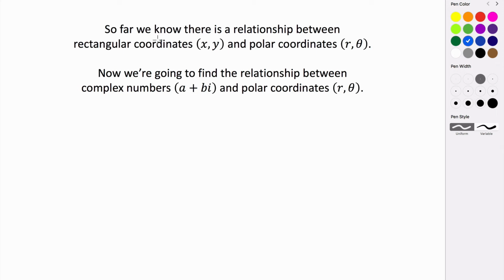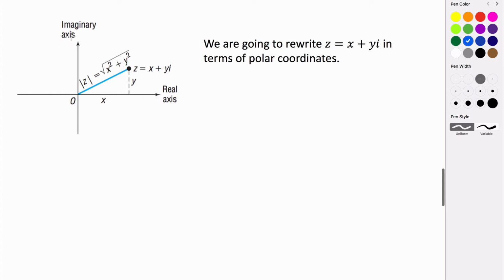In this chapter, we've examined the relationship between our rectangular coordinates, x, y, and our polar coordinates, r and theta. But now that we've started to talk about complex numbers, what relationship is there between complex numbers and the polar coordinates? So here we have the complex plane, and we have some complex number z plotted in the complex plane. We want to know, how can we express z in terms of the polar coordinates?